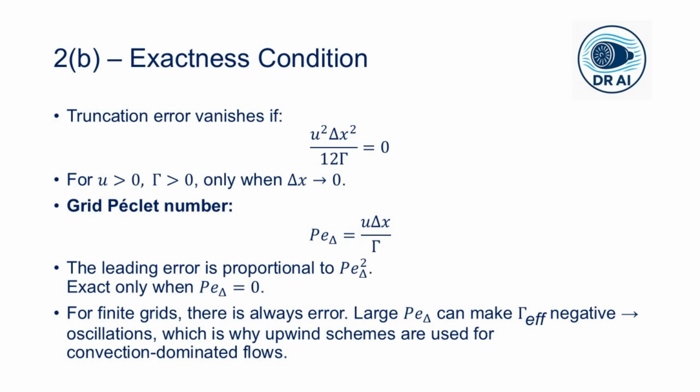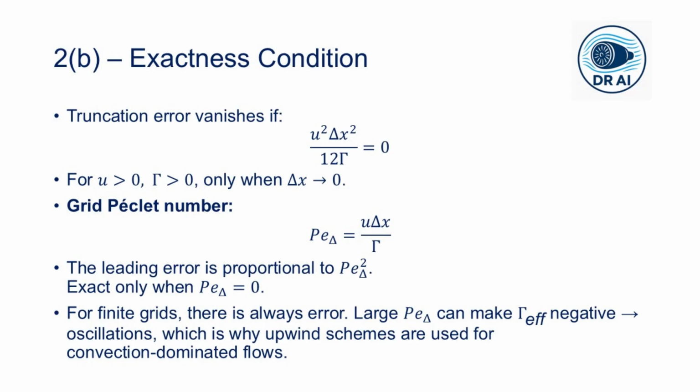If we consider the grid Péclet number, which is given in the numerical problem statement, Péclet number Pe subscript delta equals u delta x divided by the coefficient. So the leading error is proportional to the Péclet number square. For the scheme to be exact, we need the Péclet number equal to 0. In practice, for a finite grid, the scheme will have some error.